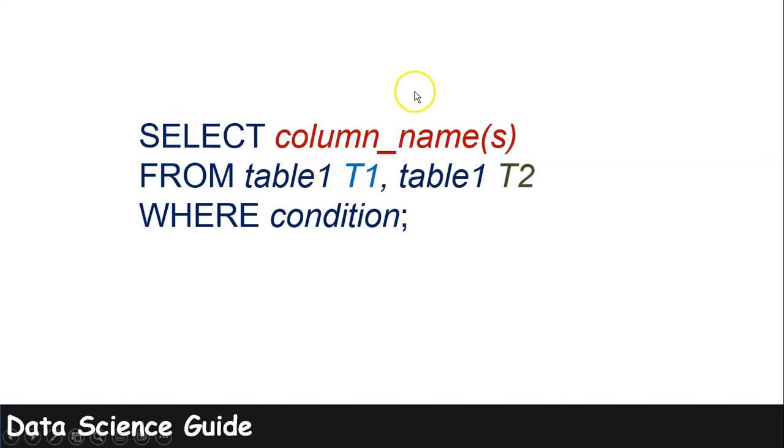Select column names from table 1 T1, table 1 T2. So we are retrieving the data from the same table. However, we give two alias names for the table. We give first T1 and again T2, then we put a condition. And we are going to see this practically in the next tutorials.